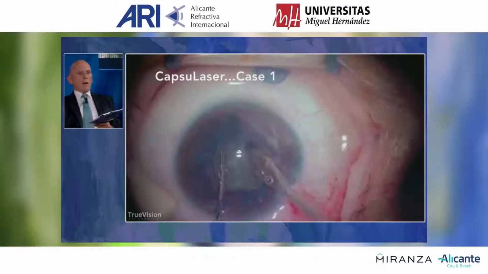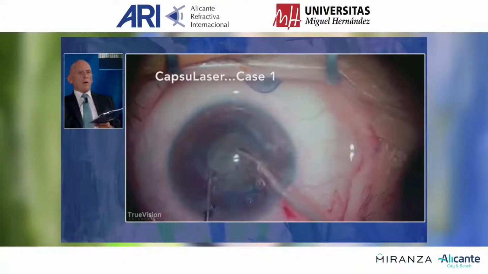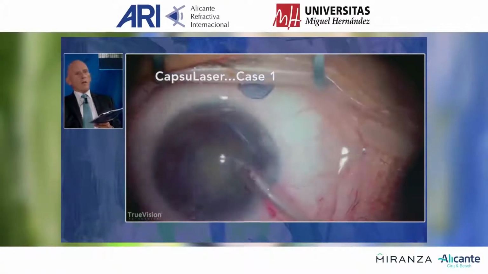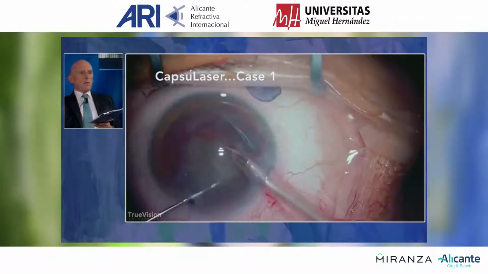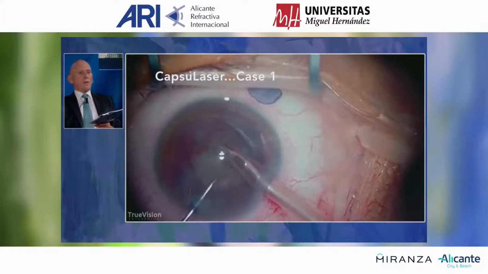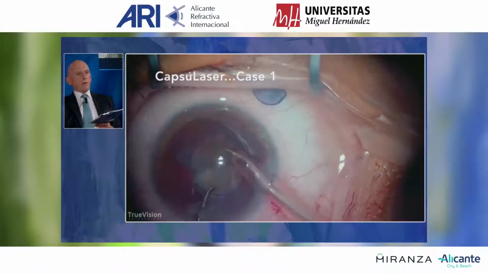You see here how we are stretching just to show how elastic the capsulorhexis is, how much I am working just to bring the big fragments to the capsule. Look at the elasticity, look at the resistance, look at the elegance and the centration, especially, that we have with these capsulorhexis.